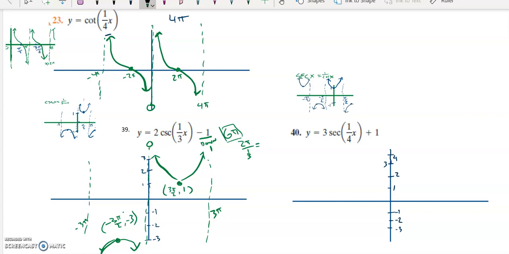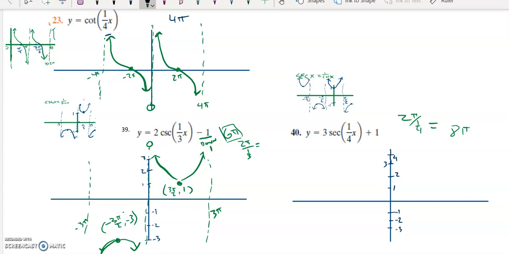One more graph here, secant. There's the parent graph. The period, let's go ahead and flip and multiply that. 8 pi. That's 2 pi divided by 1/4. Flip and multiply, 8 pi. Let's make sure we get these labels down and get these asymptotes in there.